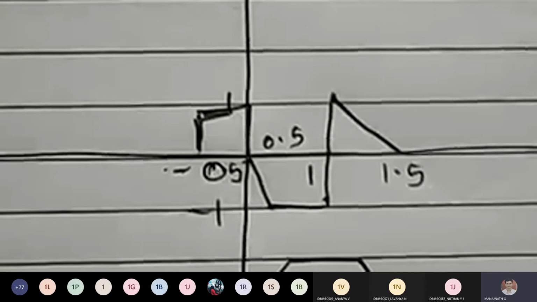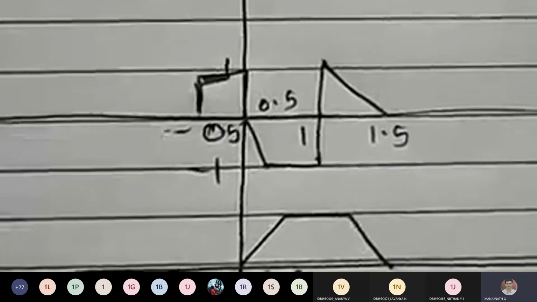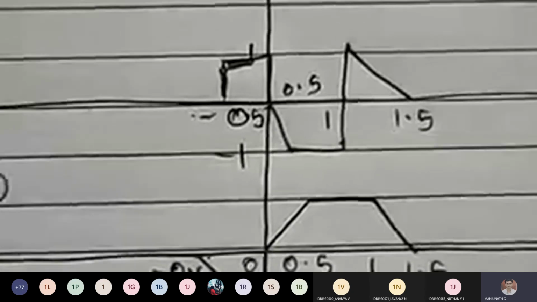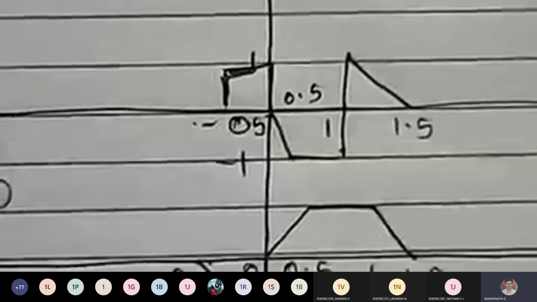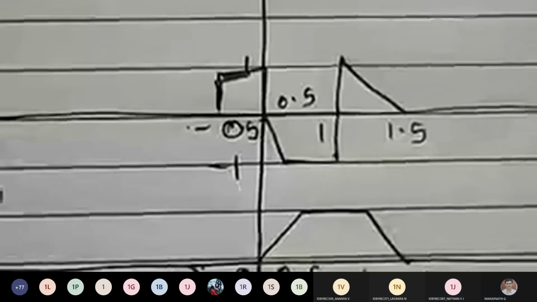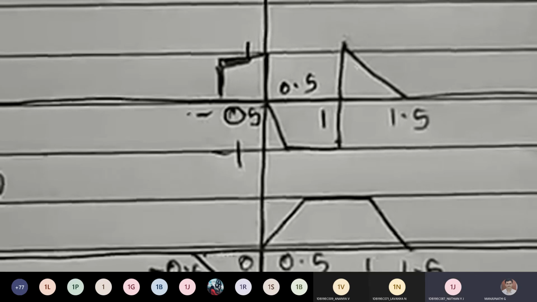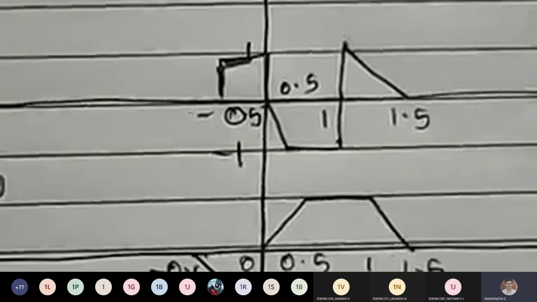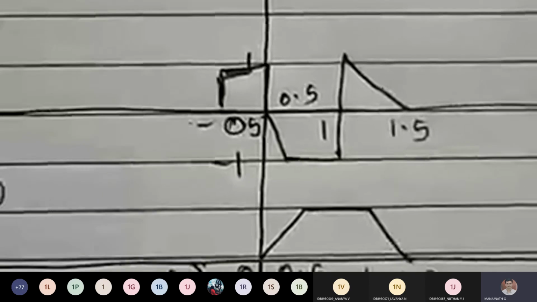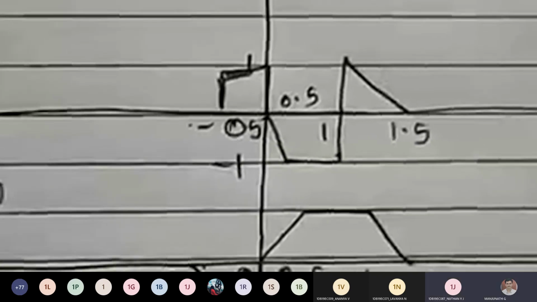Good. So then 0.5 to 1. From 0.5 to 1, again it is an increasing ramp in the x of t signal. Correct? What is the amplitude there, guys? 1. What about here? The y signal is 0.